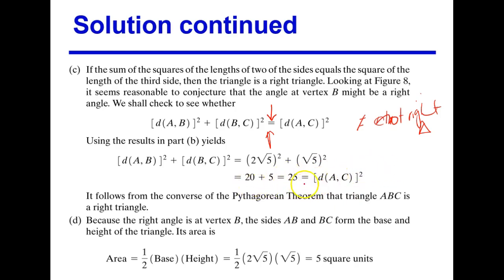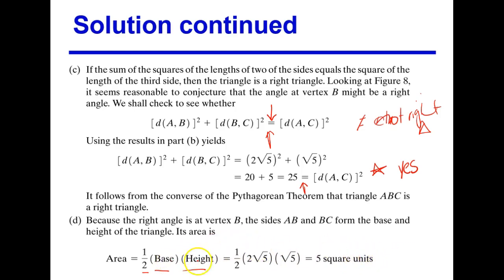So because this is equal and it does work out, then I would say yes, this is a right triangle. Okay. So now I was asked to find the area of this triangle. So I know to find the area of a triangle, I take 1/2 times the base times the height. So I have here 1/2 times my base times my height, which gives me 5 square units.